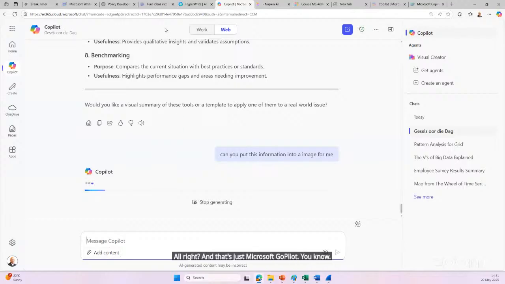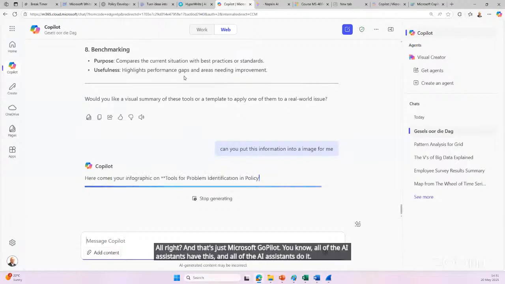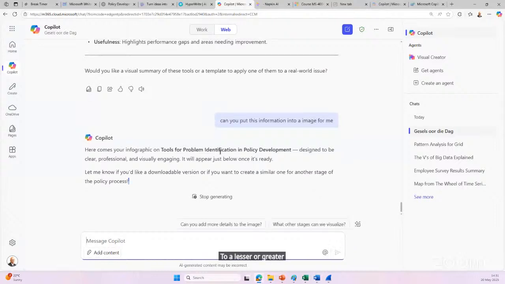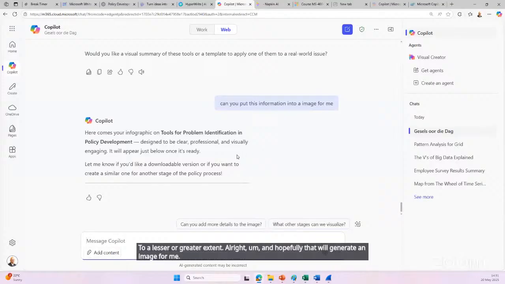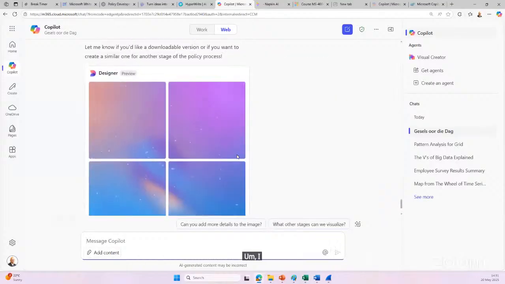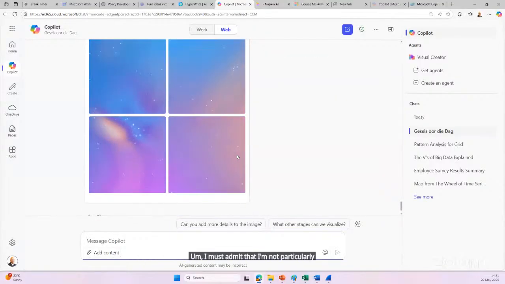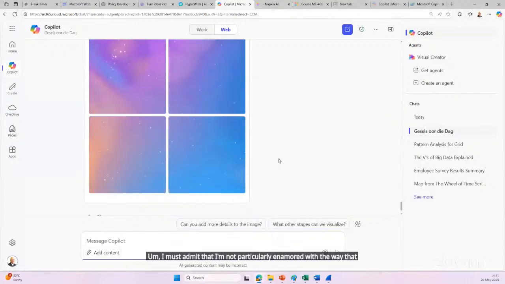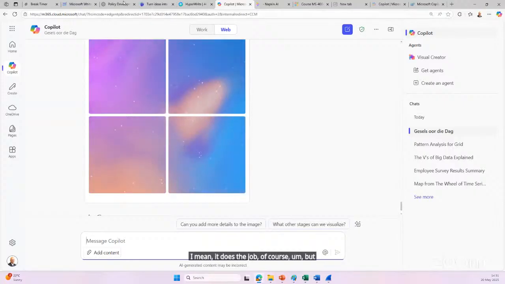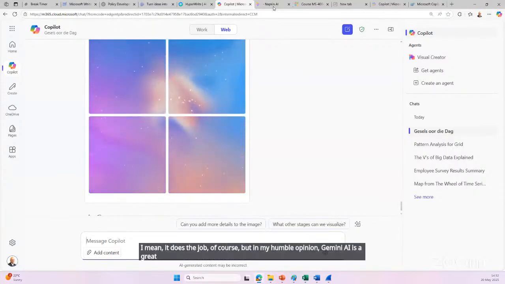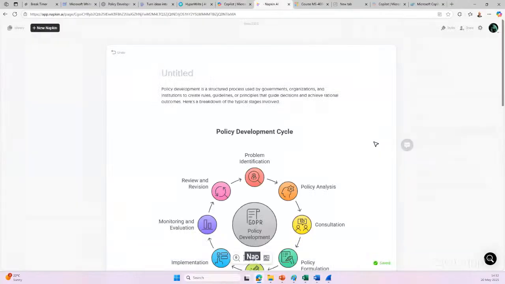You know, all of the AI assistants have this, and all of the AI assistants do it to a lesser or greater extent. And hopefully that will generate an image for me. I must admit that I'm not particularly enamored with the way that Microsoft Copilot does it. I mean, it does the job, of course. But in my humble opinion, Gemini AI is a great tool for this. Napkin AI is an amazing AI tool that we can use.